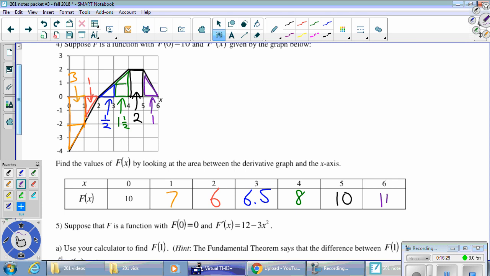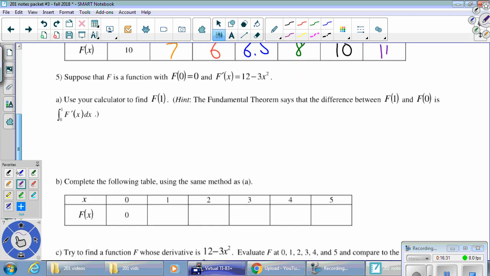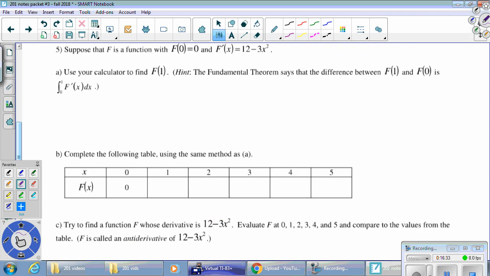Suppose that f is a function with f of 0 equal to 1 and f prime equal to 12 minus 3x squared. Part A, use your calculator to find f of 1. Hint, fundamental theorem. Okay, so we know that the integral from 0 to 1 of f prime of x dx is f of 1 minus f of 0. We also know that f of 0 is given to be 0 in this problem.